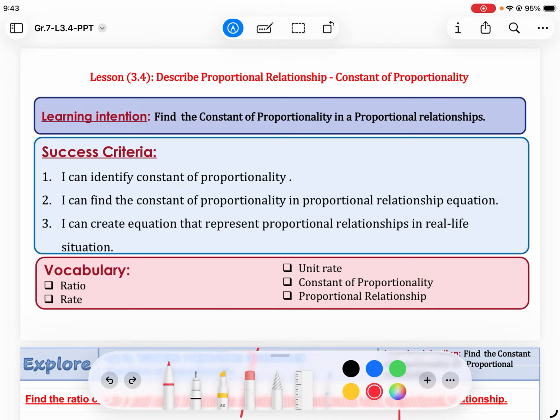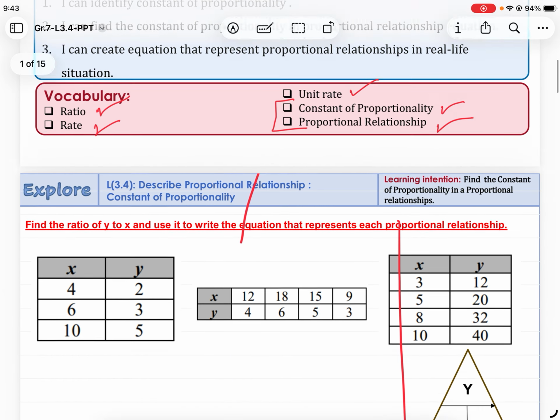Our vocab words for today: ratio, rate, unit rate, constant of proportionality, and proportional relationships. Now, the main thing we're going to focus on today is these two. Okay, so let's get going.